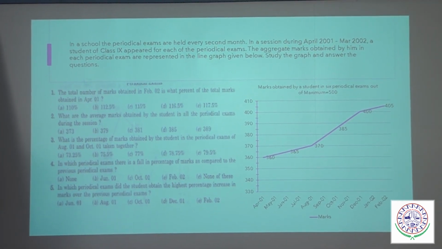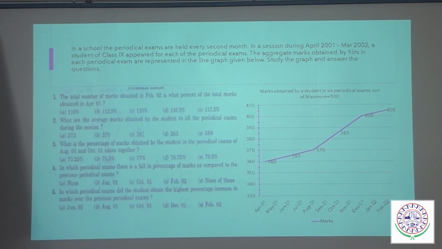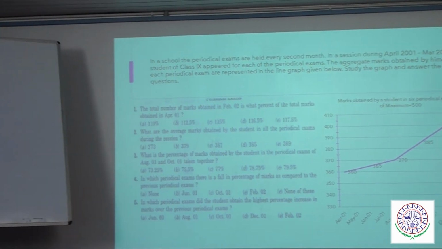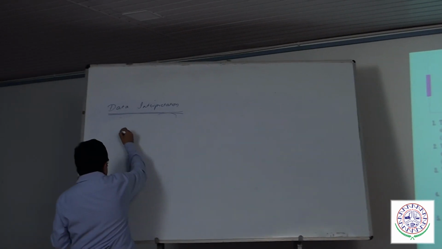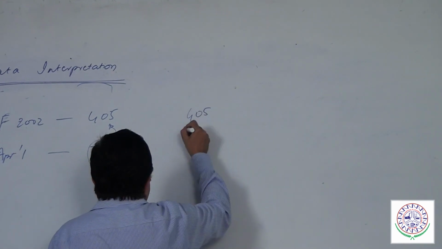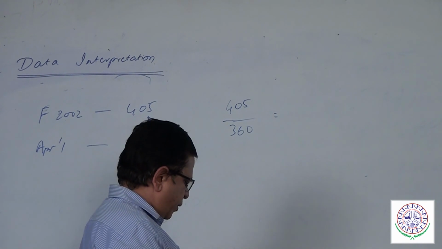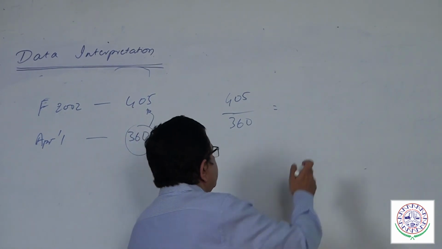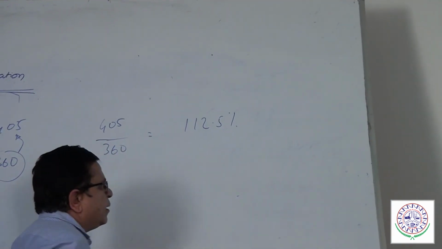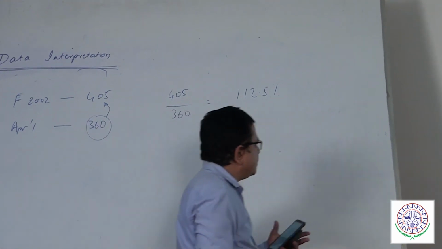The total number of marks obtained in February 2002 is what percent of the total marks obtained in April 2001? So what is the total? What did he score in February 2002? How much more he has scored? So that is 405 by 360. That makes it 405 divided by 360. That is 112.5%. So 112.5%. That is what?